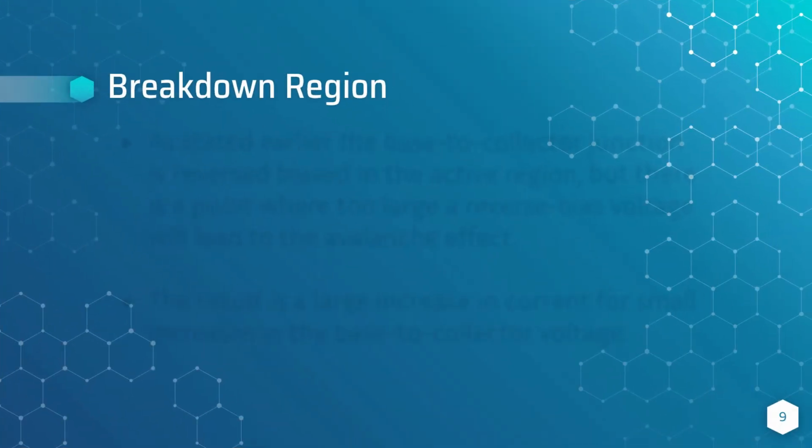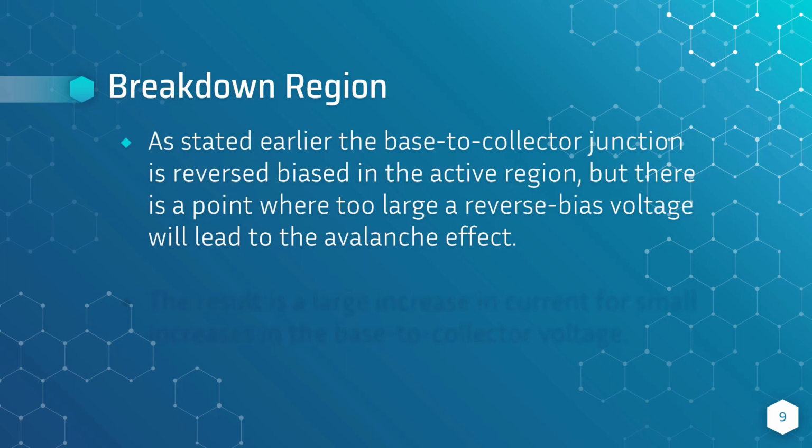In the breakdown region, as the applied voltage VCB increases, there is a point where the curve takes a dramatic upswing. This is due primarily to an avalanche effect similar to that described for the diode, when the reverse bias voltage reaches the breakdown region. As stated earlier, the base to collector junction is reverse biased in the active region. But there is a point where too large a reverse bias voltage will lead to the avalanche effect. The result is a large increase in current for small increases in the base to collector voltage.